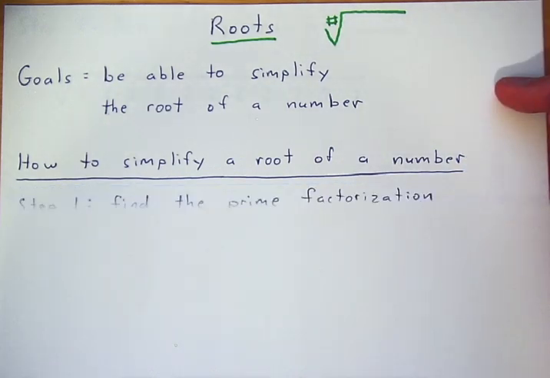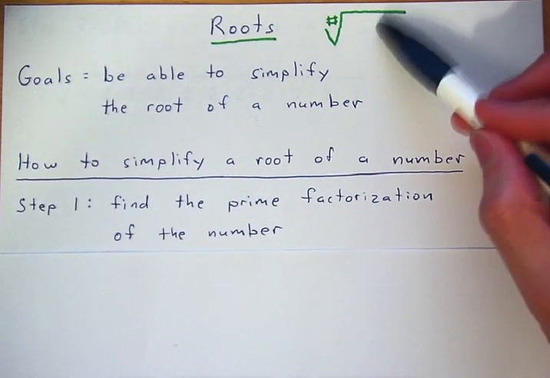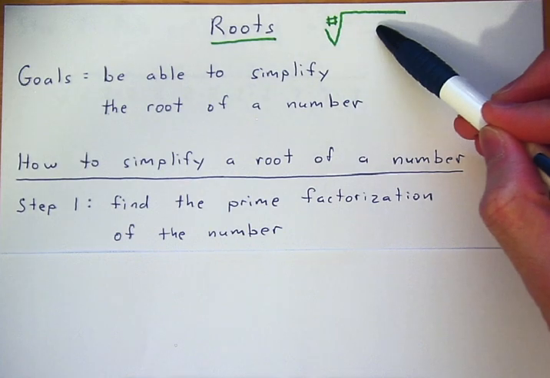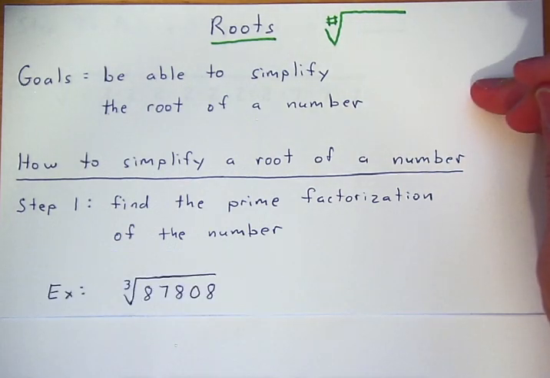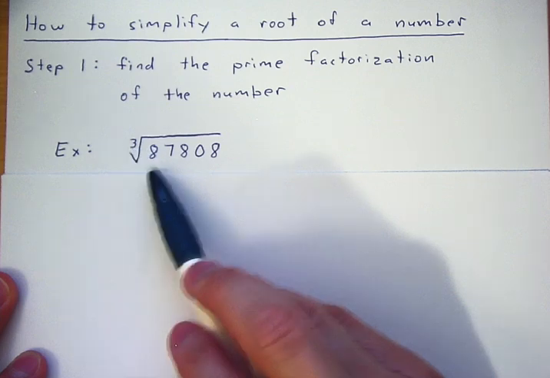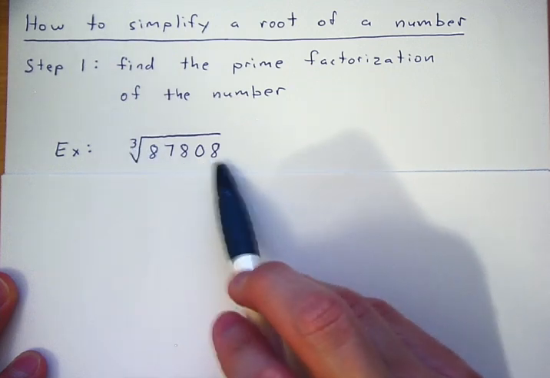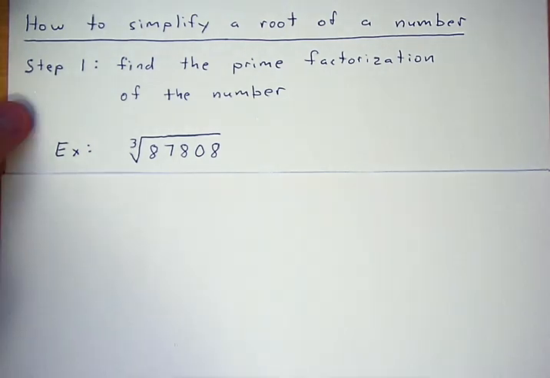So exactly how do you simplify the root of a number? First thing you need to do is find the prime factorization of whatever number is right there. Let's do an example. Let's say, for example, you have the third root of 87,808.